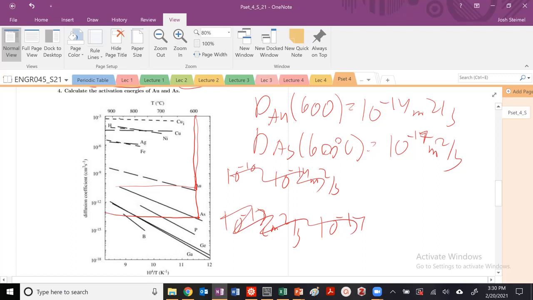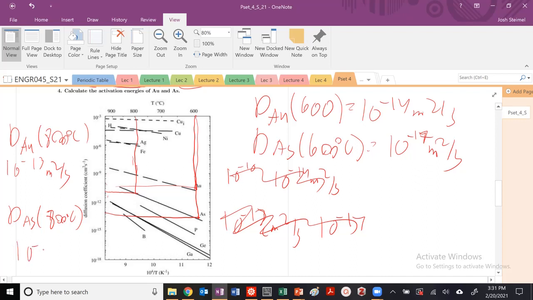Now I want to do a higher temperature, so let's do 800. For gold, the diffusivity of Au at 800 degrees C is going to be about 10 to the minus 13 meters squared per second. And for As, let's look at it here. That's about 10 to the minus 11, so the diffusivity of As at 800 degrees C is going to be about 10 to the minus 15 meters squared per second.